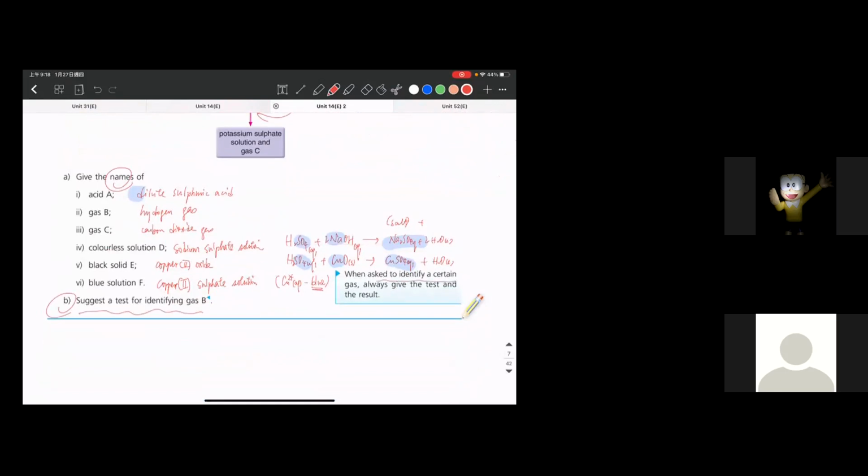Now, can you see that for part B, suggest a test that will identify gas B. When asked to identify a certain gas, always give the test and the results. Test and the results. Shall we ask the newcomer, Martin? Is it the pop test? Could you please elaborate more on the steps?